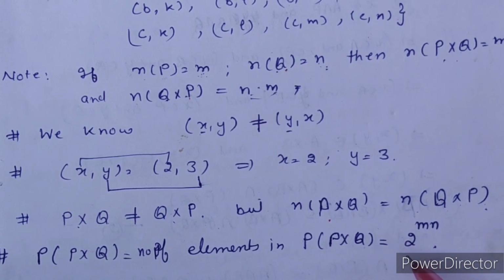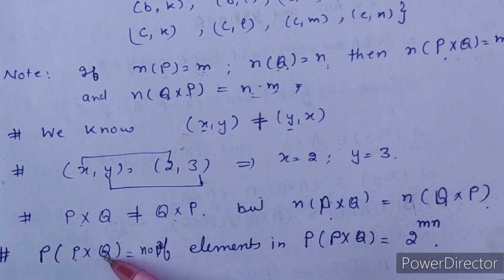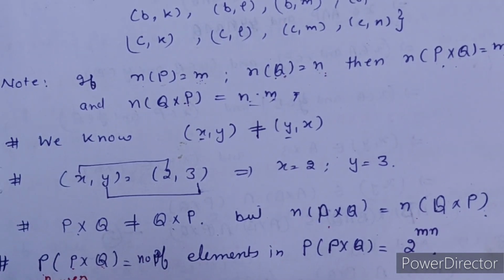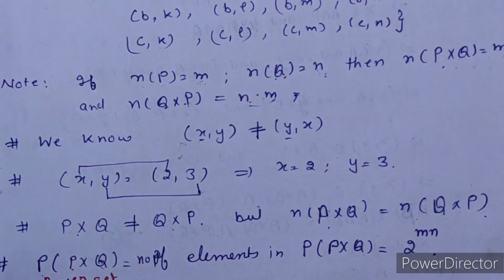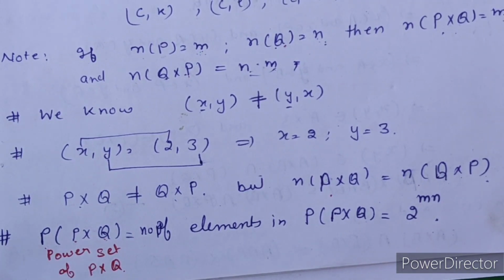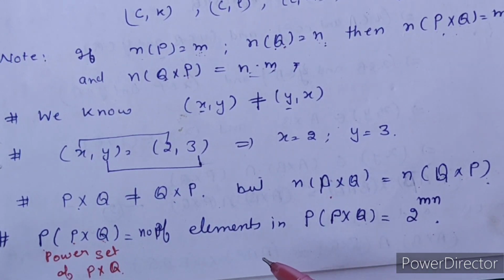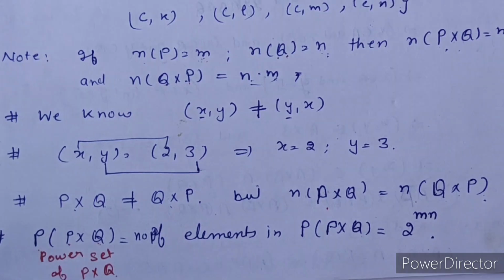Now we have studied the number of elements in the power set in previous lectures, that is set theory. If a set P cross Q contains mn elements, then this denotes your power set of P cross Q. This is the power set of the Cartesian product P cross Q. What is the power set? Power set is the set of all subsets of the elements, or whatever your set is, the collection of all the subsets that can be formed from it, that is known as your power set.